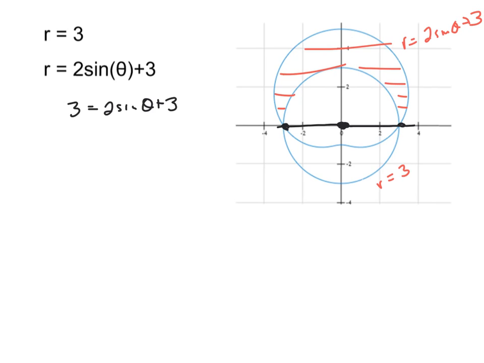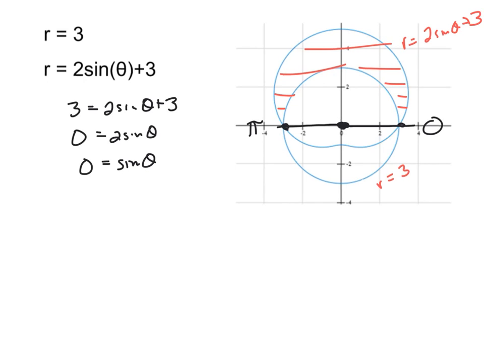So if I subtract 3 from both sides, divide by 2, I'm looking for where sine is 0. Sine is 0 at both 0 and pi, which I think, judging by the graph, is what we would have expected. Okay? So I want to find the area from 0 to pi of the limacon, and then I'm going to find the area from 0 to pi of the circle, and I'm going to then subtract the two areas.